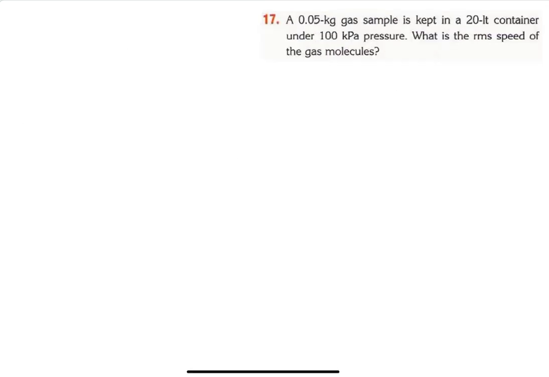Question 17. A 0.05 kilogram gas sample is kept in a 20 liter container under 100 kilopascals of pressure. What is the RMS root mean square speed of the gas molecules? So here we have to use the pressure formula, which is 2 over 3 multiplied by the concentration multiplied by the kinetic energy, which is 1 over 2 m0 v RMS squared.